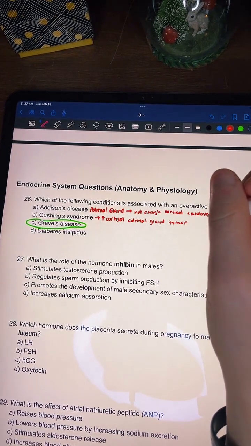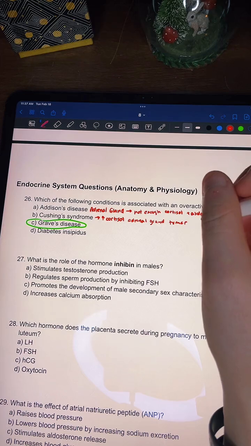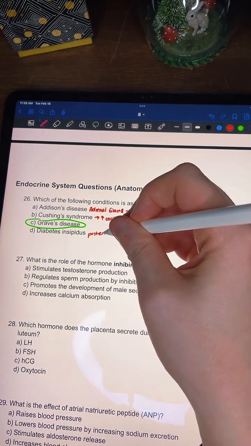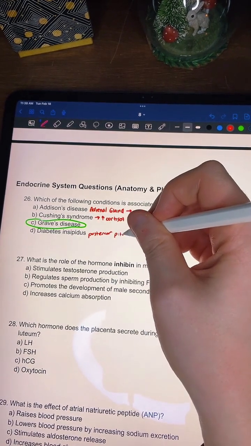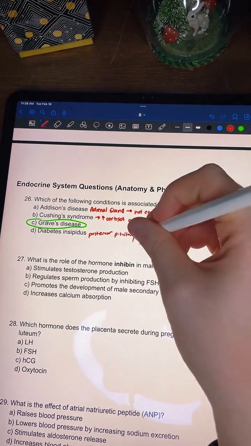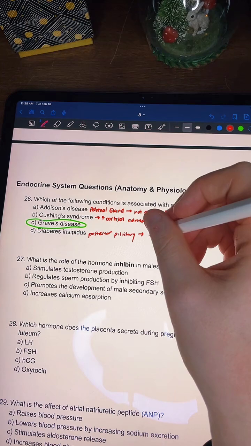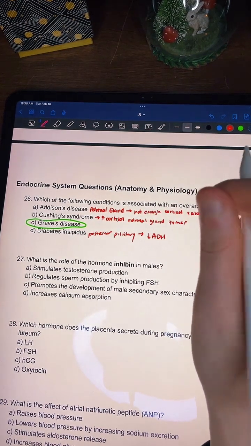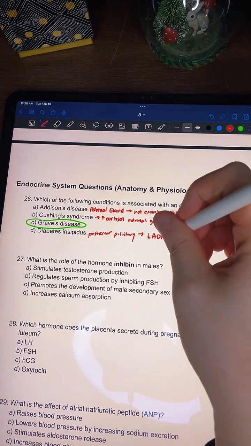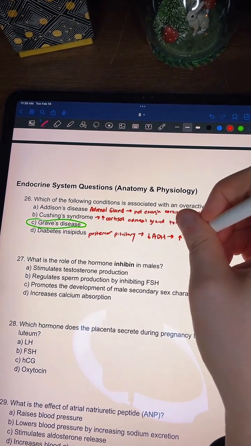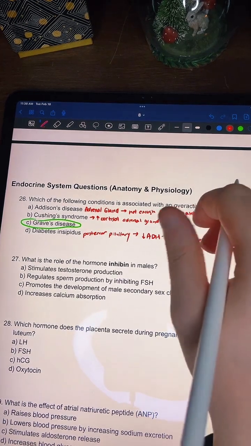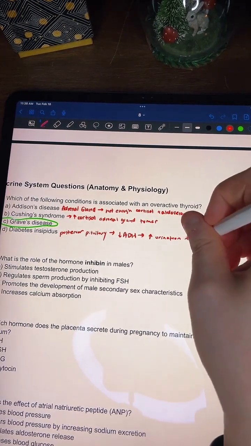And then diabetes insipidus, that's a condition where the posterior pituitary does not produce enough ADH. So this pretty much leads to increased urination plus thirst.